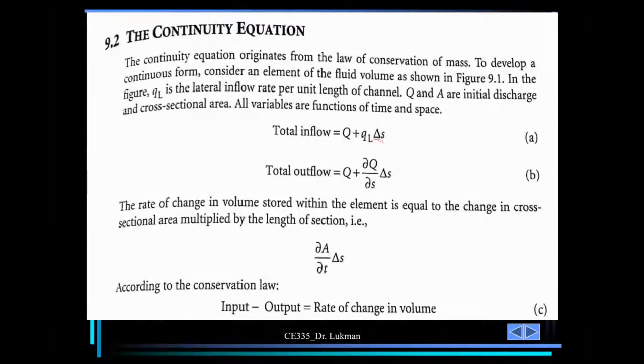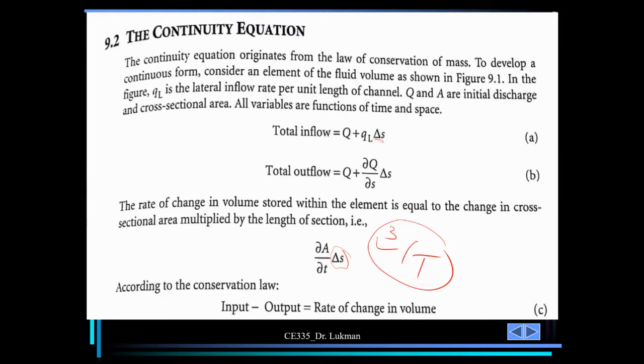Now, the rate of change in volume stored within the element is equal to the change in cross-sectional area multiplied by the length of the section. So the rate of change of volume stored will be dA/dt times ds. Here s is a length, so we end up with L cubed over T, which is flow rate, isn't it? So this gives us the rate of change in volume stored within the element.